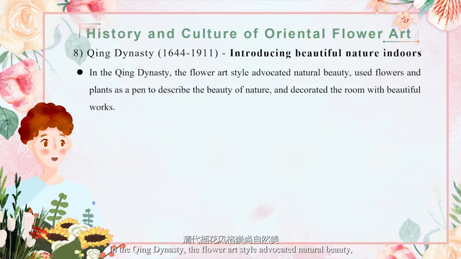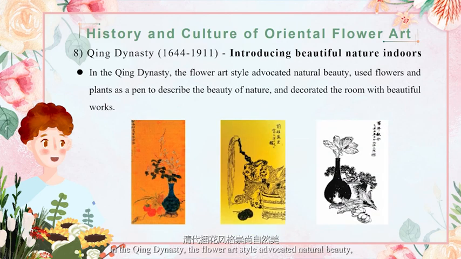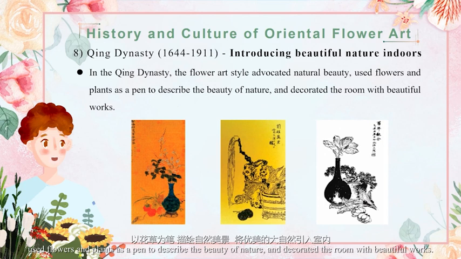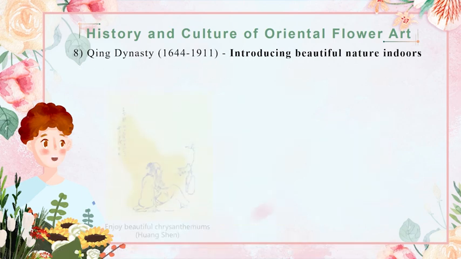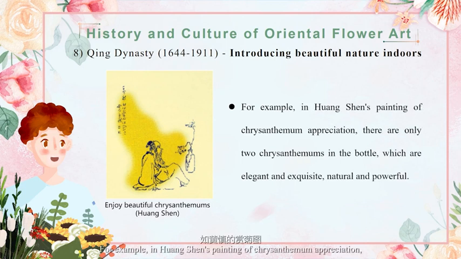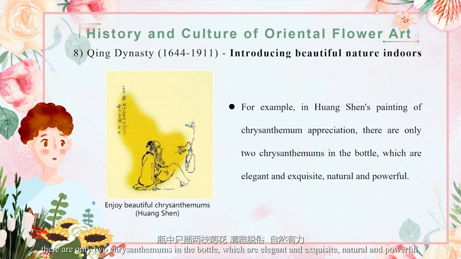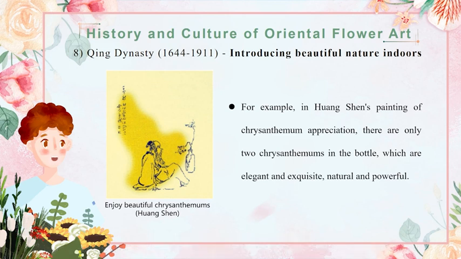In the Qing Dynasty, the flower art style advocated natural beauty, used flowers and plants as a pen to describe the beauty of nature, and decorated the room with beautiful works. For example, in Huang Shen's painting of chrysanthemum appreciation, there are only two chrysanthemums in the bottle, which are elegant and exquisite, natural and powerful.